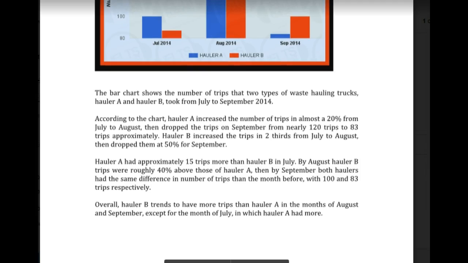Okay, overall hauler B trends, oh, you mean tends to have more trips than hauler B in the months of August and September, except for the month of July, in which hauler B had more. Okay, I wouldn't have said tends here because it's something that happened in the past. It's something that happened in the summer in 2014. So even though I think you meant tends here and not trends, I would have just used something that showed that this was something that happened in the past.